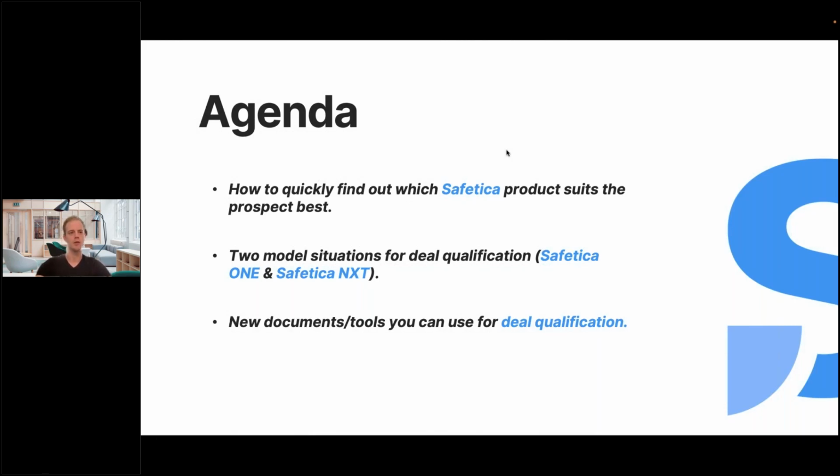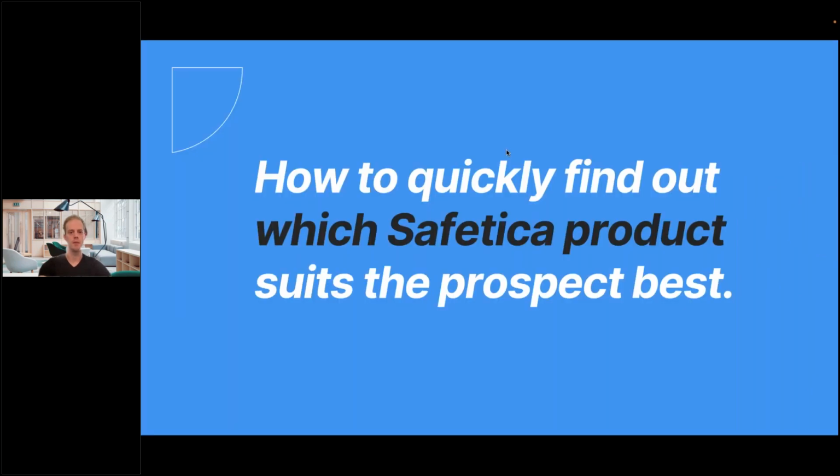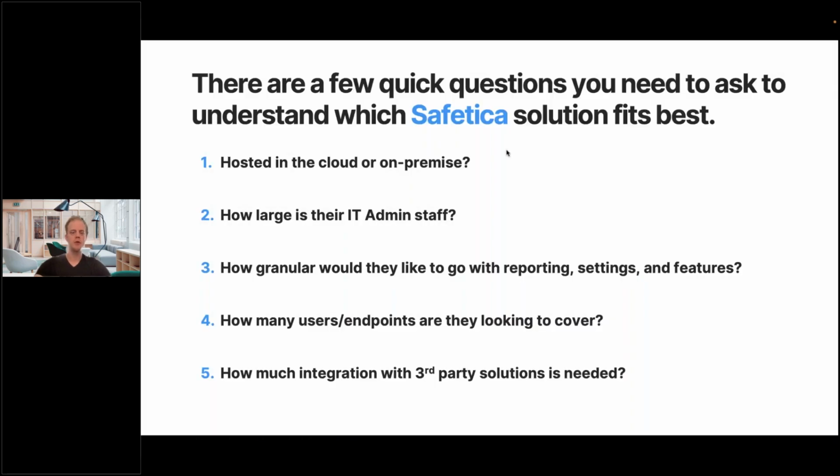So without any further ado, I will begin with how to quickly find out which Safetica product suits the prospects or clients best. Now, there are just a few quick questions that you can ask the client, either before you have a call or while you potentially do have a call in the beginning, to understand which solution fits them best. So with Safetica 1, as we know, this is an on-premise solution.